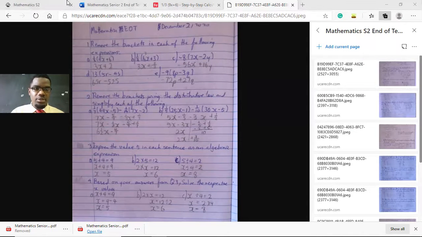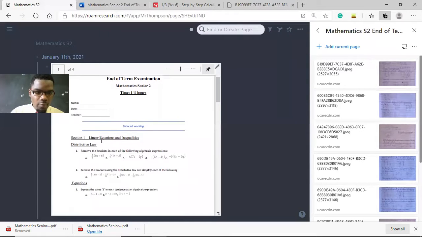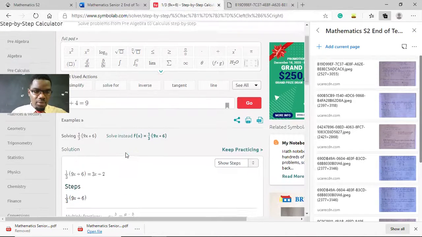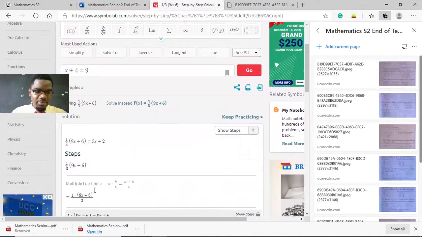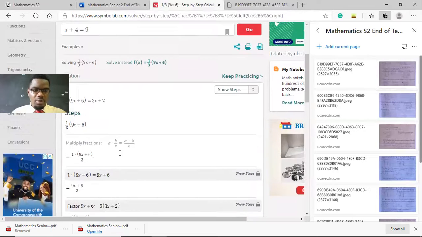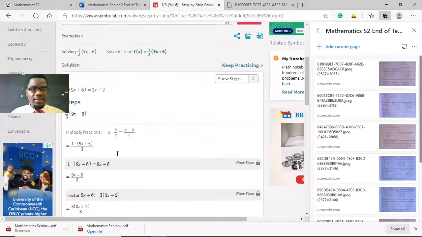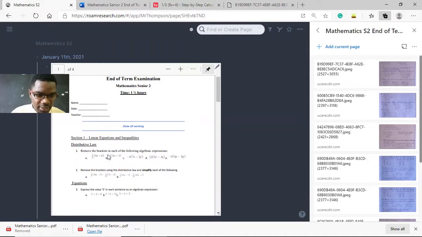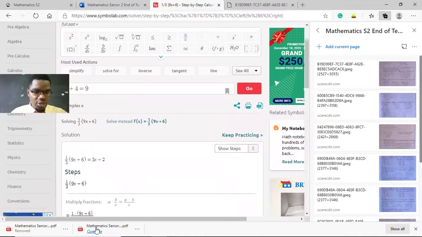So in the first question, it says, remove the brackets in each of the following algebraic expressions. What do we mean by remove the brackets? If you can remember, when I said remove the brackets, I simply mean multiply, right? Multiply throughout or simply apply the distributive law. So when the question says a third of 9x plus 6, you would multiply a third by the first term and multiply a third again by the second term.